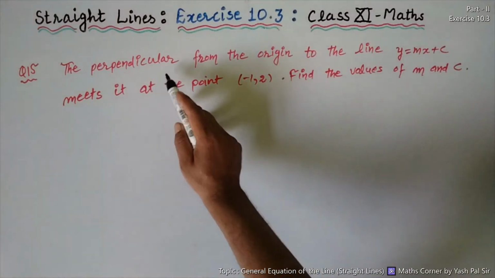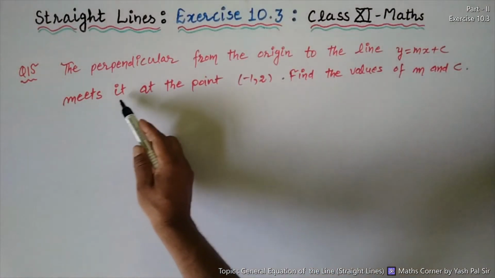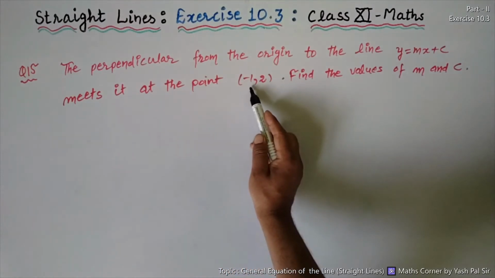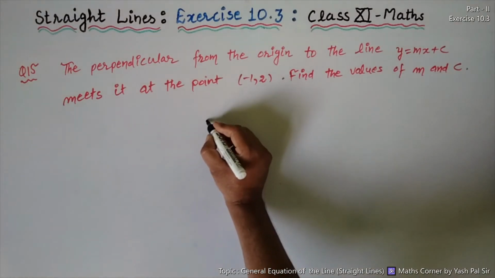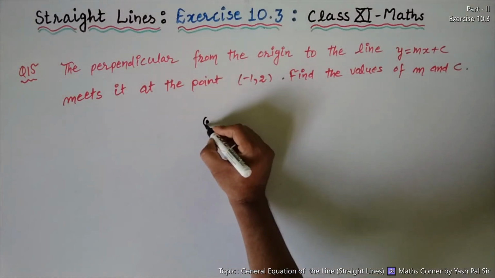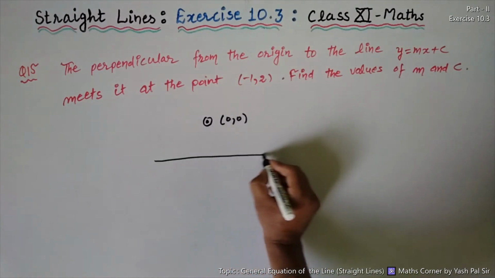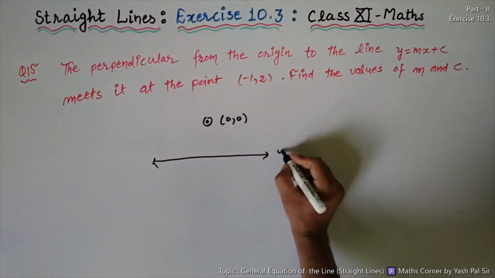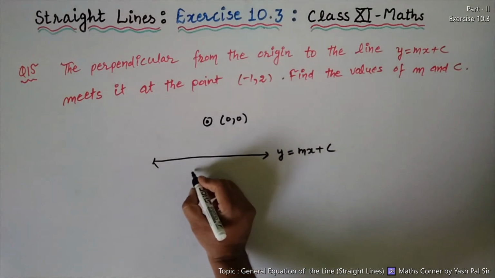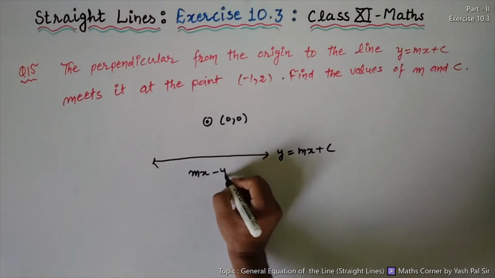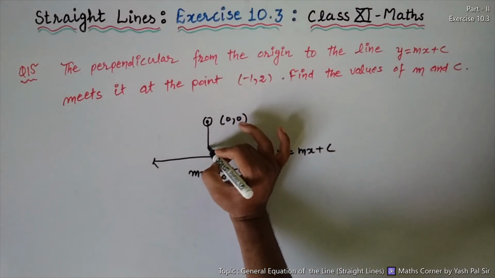Question number 15. The perpendicular from the origin to the line y is equal to mx plus c meets it at the point minus 1 comma 2. Find the values of m and c. So first of all, the point origin is 0 0 and the line is y is equal to mx plus c. So we can also write this as mx minus y plus c is equal to 0.